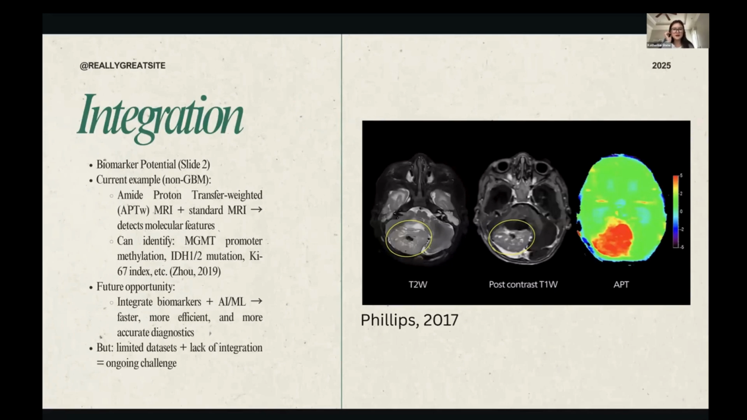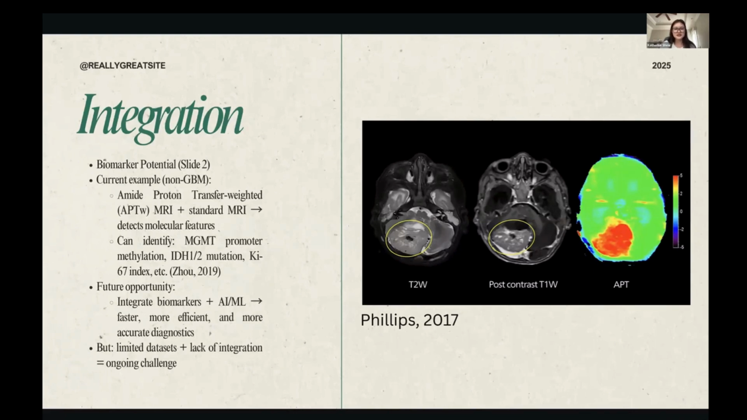Integration, so biomarker potential. The current example with gliomas, which is a lower grade form of glioblastomas, is a form of MRI called amide proton transfer weighted MRI, so APTW MRI. It's a standard MRI that can detect molecular features. It can identify things like IDH1, 2 mutations and Ki67 index, but these things are slightly different from G proteins, although they are really significant biomarkers.